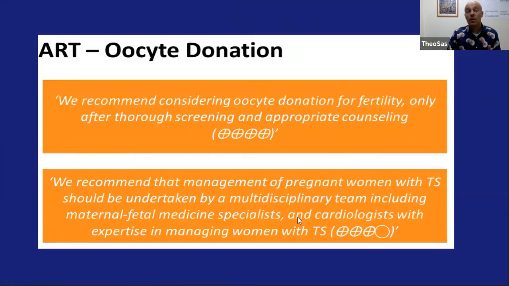Fertility, it's something we already discuss when we have a diagnosis and of course when we are talking about puberty. And oocyte donation, that's a possibility, but it's so important that the multidisciplinary team is involved to prevent at least aortic dilatation and rupture.